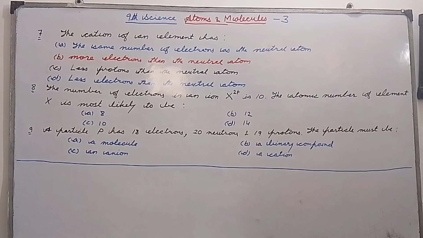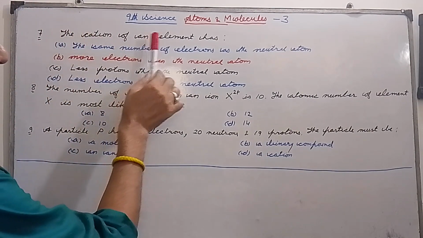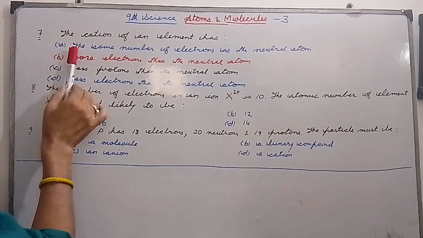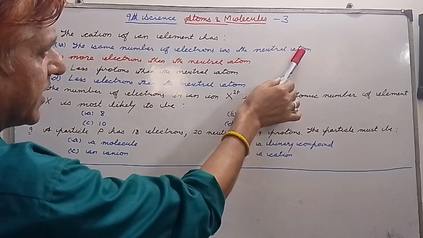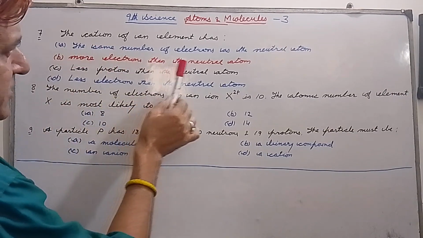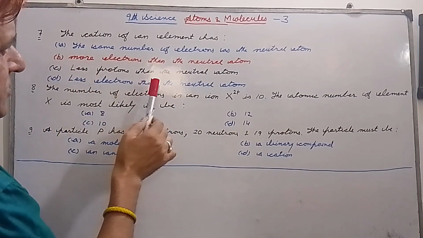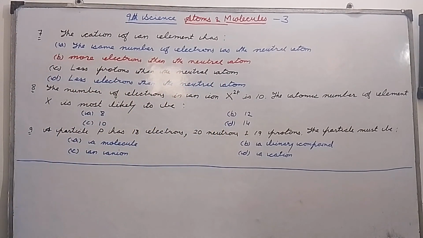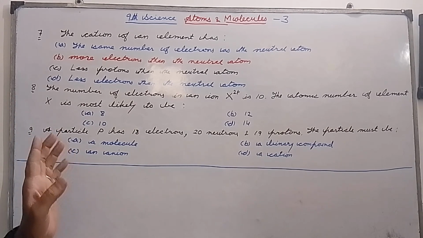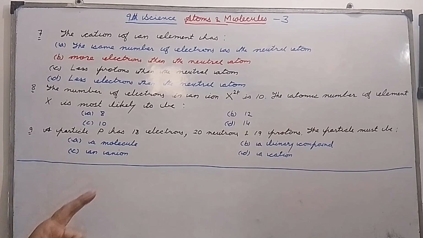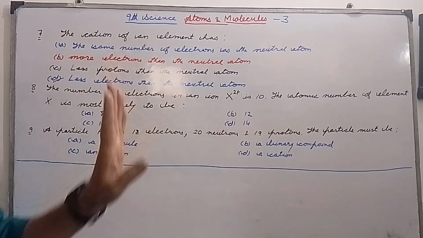Now my dear students, we have next question, question number 7. The cation of an element has: first option is the same number of electrons as the neutral atom; B, more electrons than the neutral atom; C, less protons than the neutral atom; D, less electrons than the neutral atom. So my dear students, always remember that a cation always has less electrons than the neutral atom and more protons than the neutral atom. So here D is the correct option, less electrons than the neutral atom.